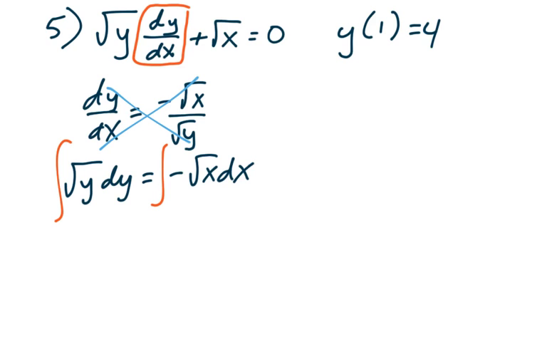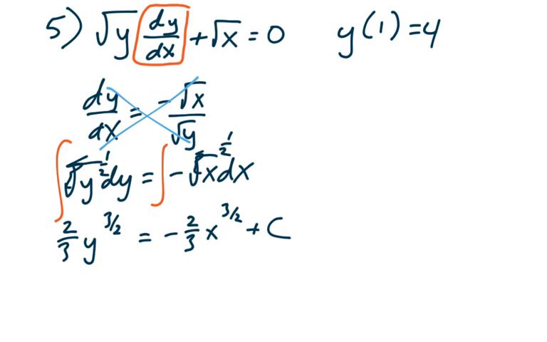Now remember, these are all just to the 1/2 powers. So if you want to think about it that way, when you do the reverse power rule, this becomes, how about 2/3 y to the 3/2, and then negative is still there, 2/3 x to the 3/2 plus c. Now, if you want to, you could actually plug in the given information right now, and that would be okay. And you can get c right now, and then just keep going. Or like you did before, wait until we solve it for y, and then plug in the values and get c. Either one is legal and would be just fine.